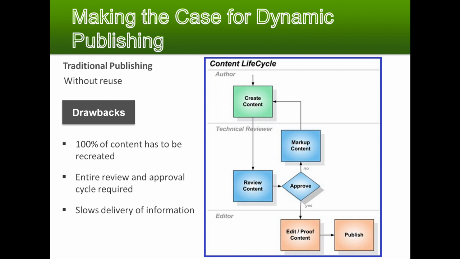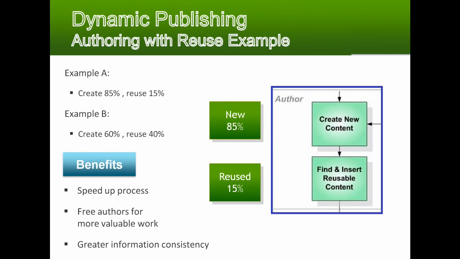In this process, where there's no content reuse, the author has to create 100% of the content. In a process with reuse, the author may only have to create 85% of the content, and then the remainder is reusable content that the author finds and inserts. But depending on what you are documenting and how similar your publications are, the reuse percent could be higher. What if the author only had to create 60% of the content and the remaining 40% could be completed with reusable content? That's a significant savings.